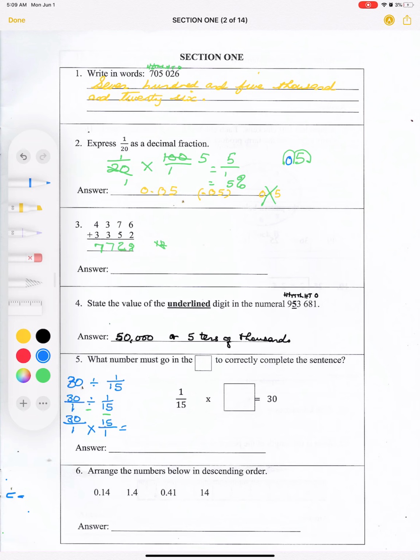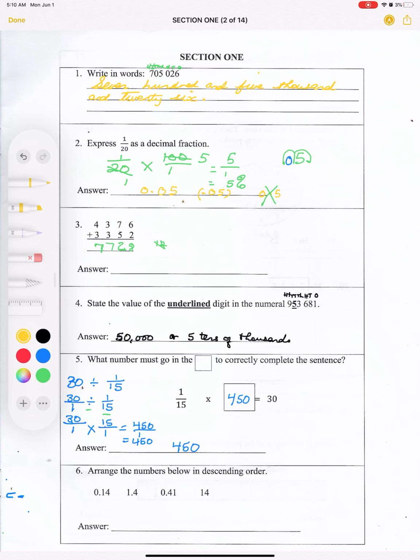15 3s are 45 and you add a 0. 450 over 1. So the answer is 450. 1/15 times 450 equals 30.